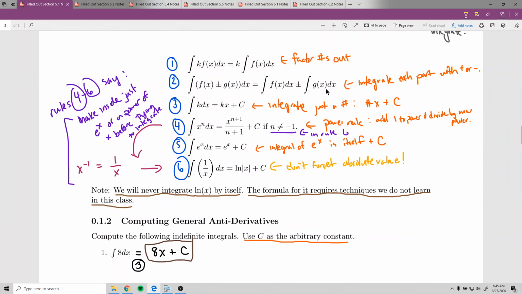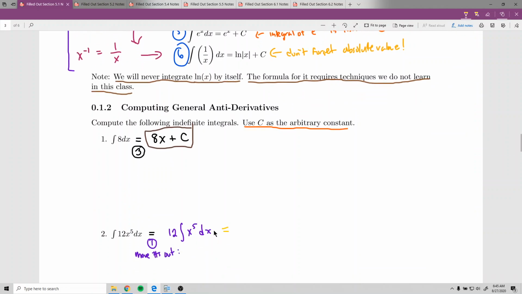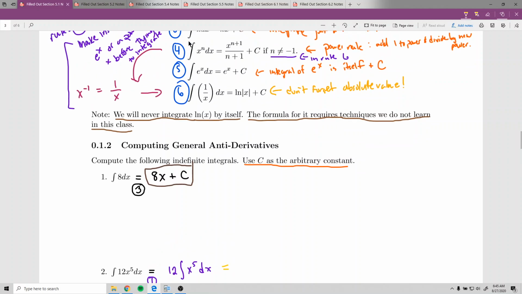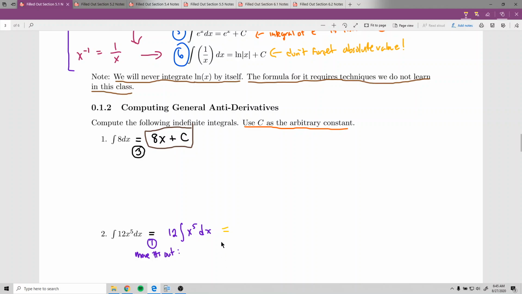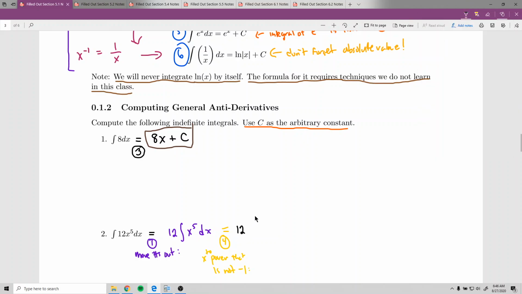Because you'll know with rules 1 and 2 here, if we don't get rid of integral signs, it's the rest of the rules that we actually do the integration. Right, but this here would be the power rule because we have x to a power that's not -1. And I labeled that as number 4. Okay. And what the power rule says, well, first off, we're going to leave that 12 out front.